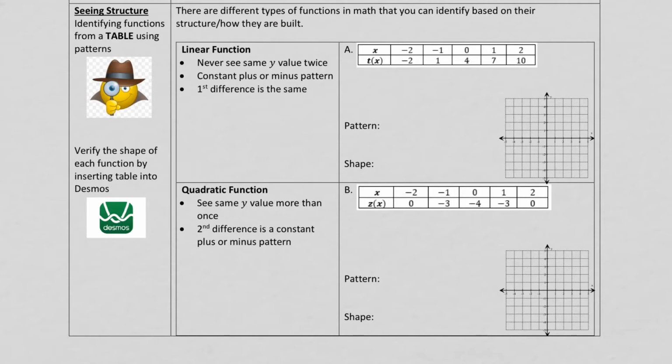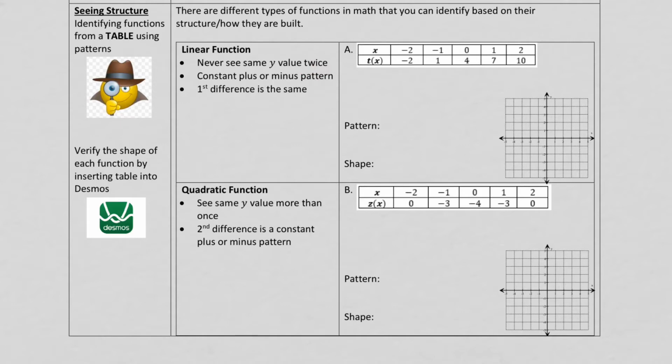The first one, which you've already seen quite a bit, is a linear function. Now a linear function has a couple of characteristics. First, you never see the same y value twice. So as you scan this table, here's your y value, your outputs. These are all going to be different. Second, when you find the pattern between those, you're going to have a constant plus or minus pattern.